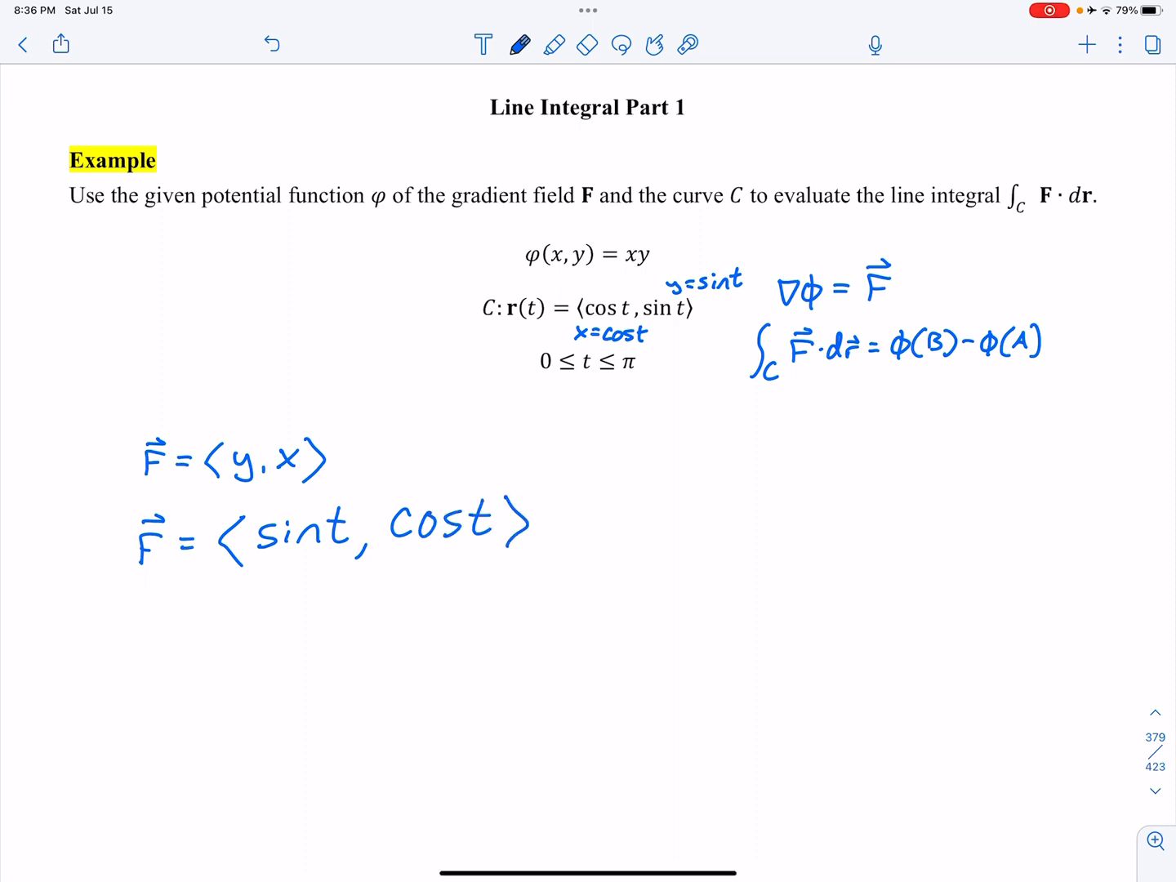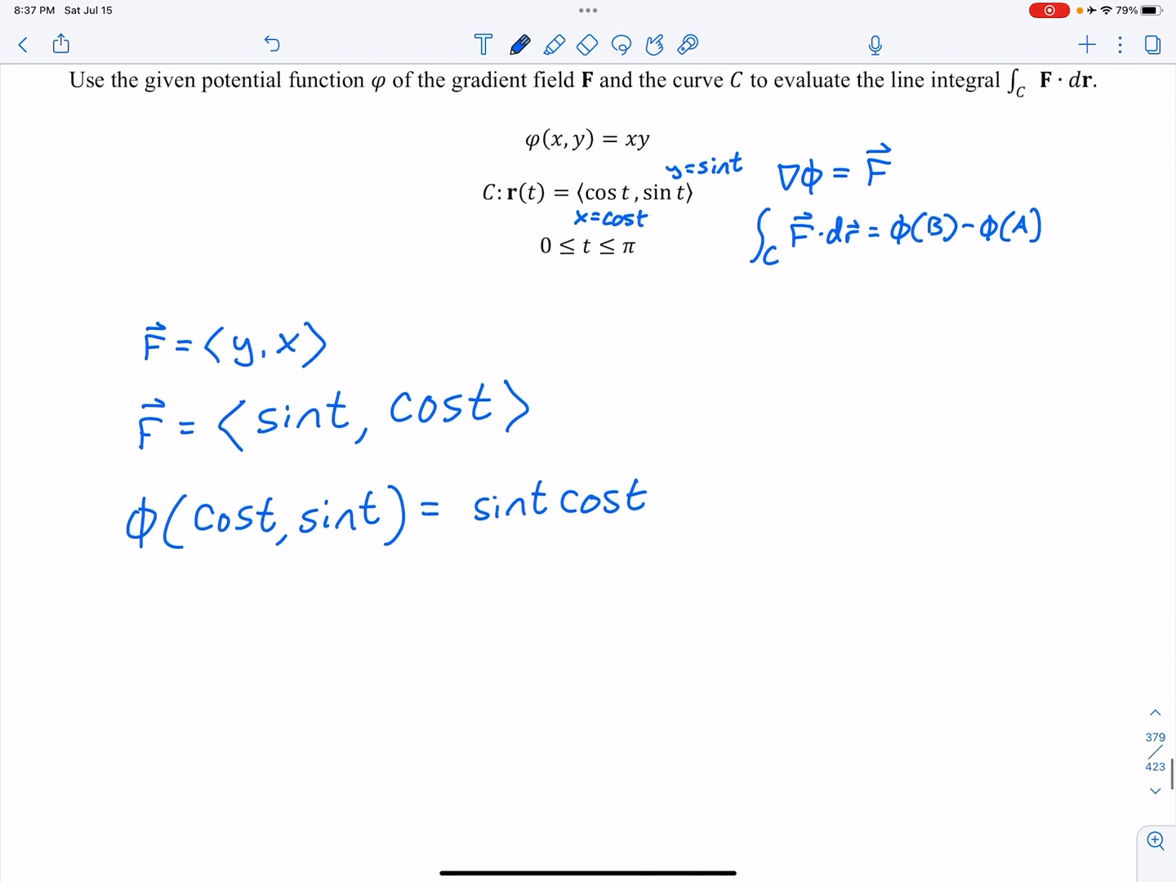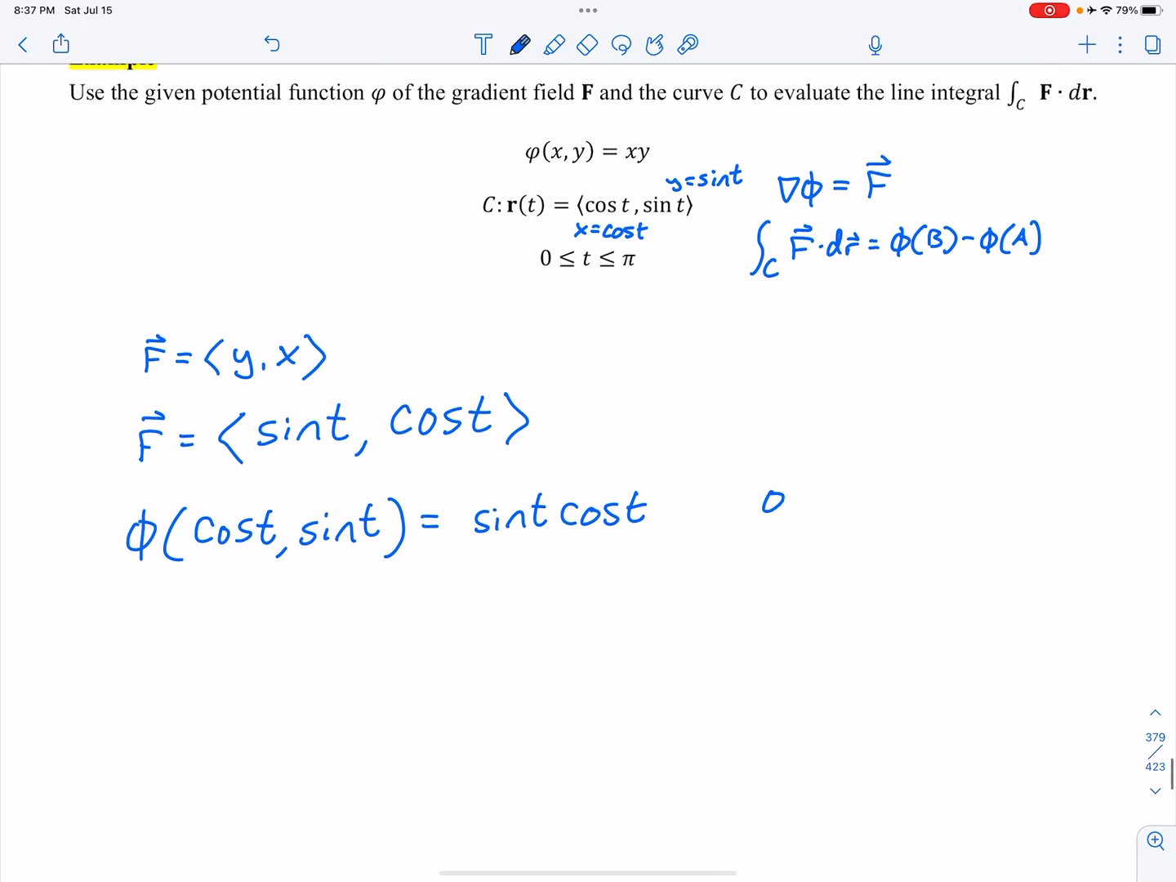And I'm going to take that now. I have f, and I also want phi in terms of t, because I'm going to plug in my t's in a moment. Okay, phi of, and then I just replace what x was. That's cosine of t, comma sine of t. And we're going to plug that into xy. I get sine t cosine t, or whatever you prefer. I don't know why I flipped it that way. All right, so I have that function. I know that's what phi is. And I know that our path is going to run from 0 to pi.